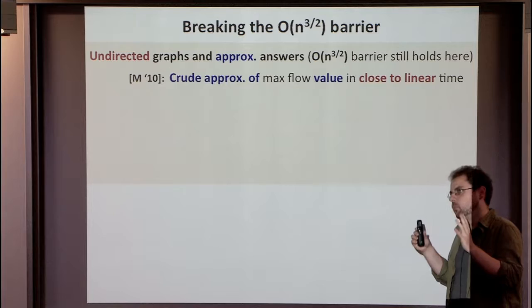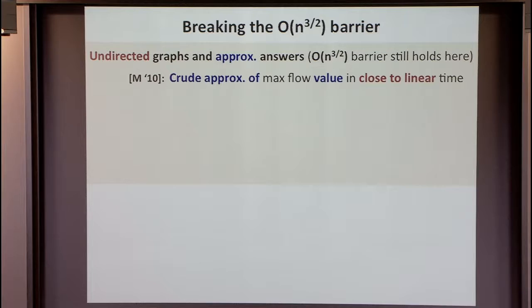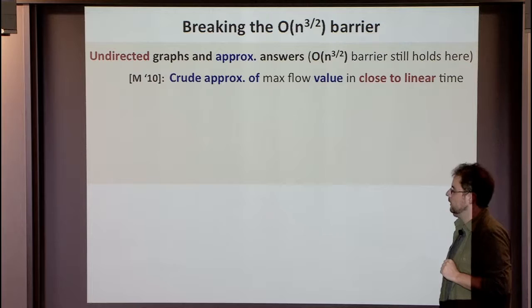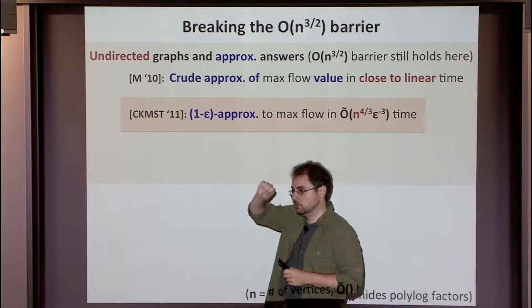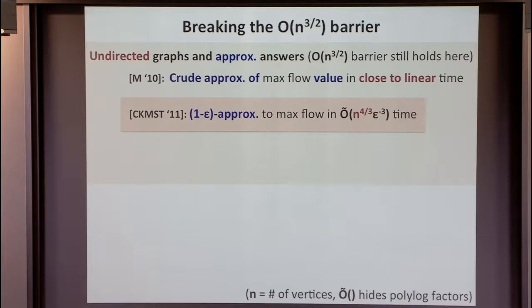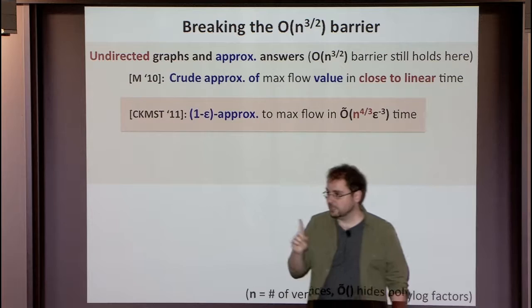So again, polylog approximation to the value of max flow is not too hot. This is not something really that breakthrough, but at least there is some small hole into which you can try to pursue and get something more. And indeed, a bit later, this is the result joint with Paul Christiano, Jonathan Kelner, Daniel Spielman and Shang-Hua Teng. It showed that when you care about the proper approximation, so you care about a 1 minus epsilon approximation in undirected graphs, then something can be done.